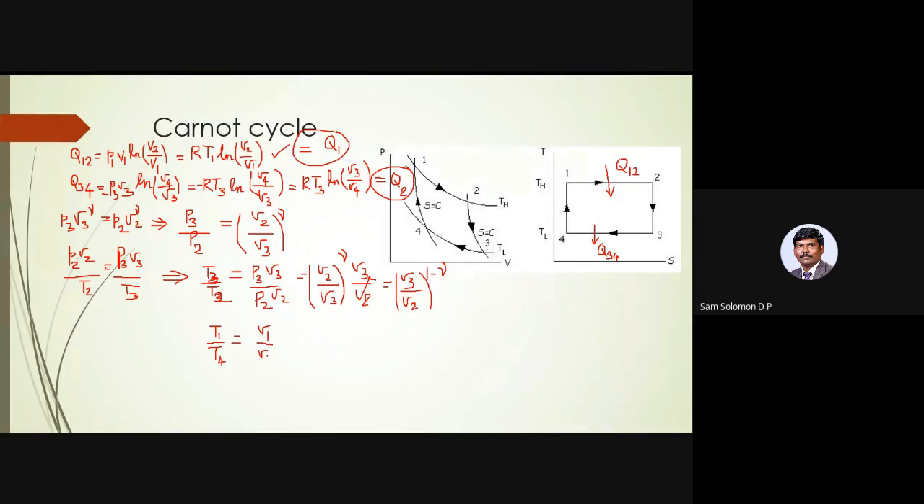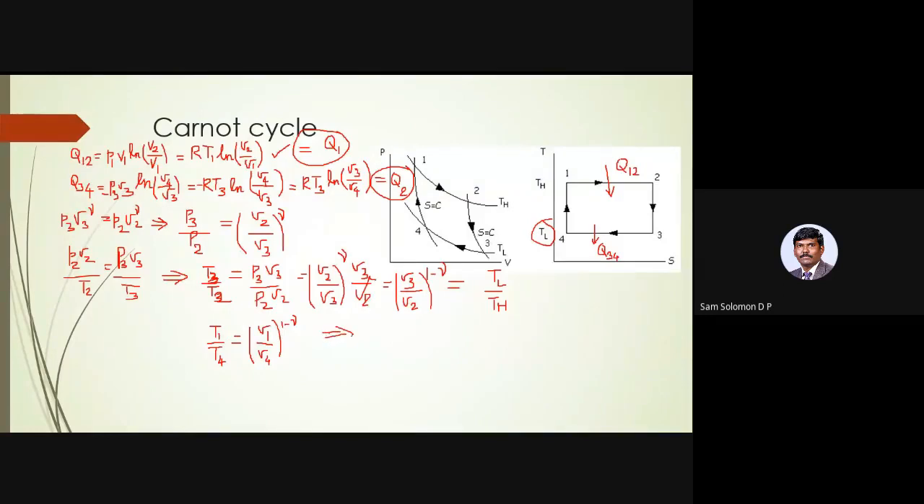And this is whole to the power 1 minus gamma. And I said this T3 can be replaced and written as TL. T3 is TL. And T2 happens to be TH from the TS diagram. And what I have here is TH by TL. So let me invert this.